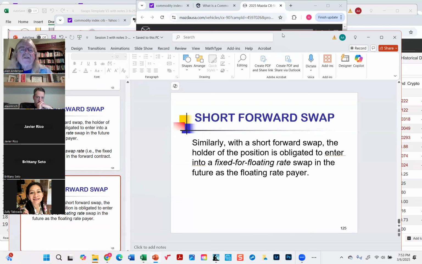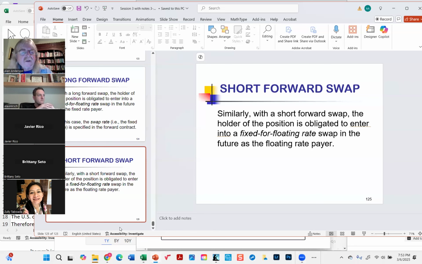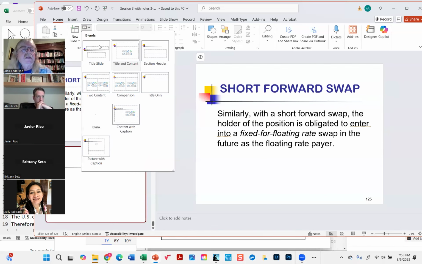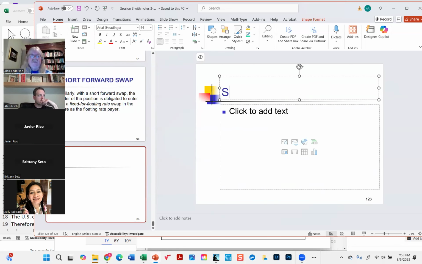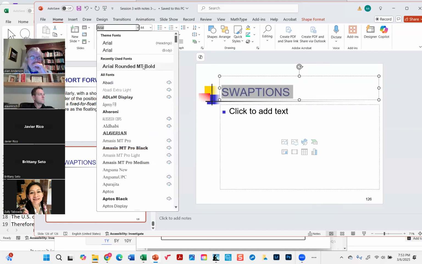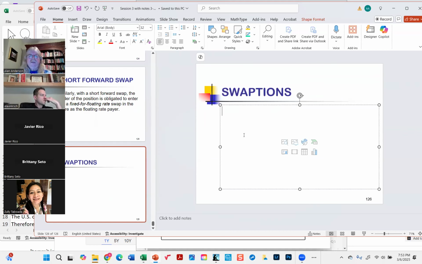Now we also have, I think I mentioned this, and we'll see it again later on in the course, options on swaps, which are known as swaptions. All right, so we combine the two here. A swaption is an option to enter into a fixed for floating rate swap.